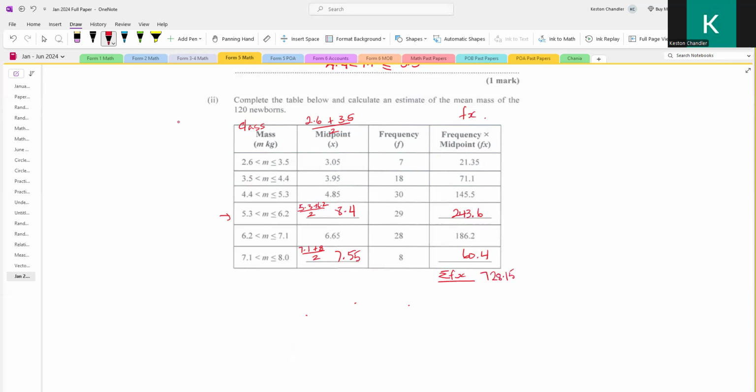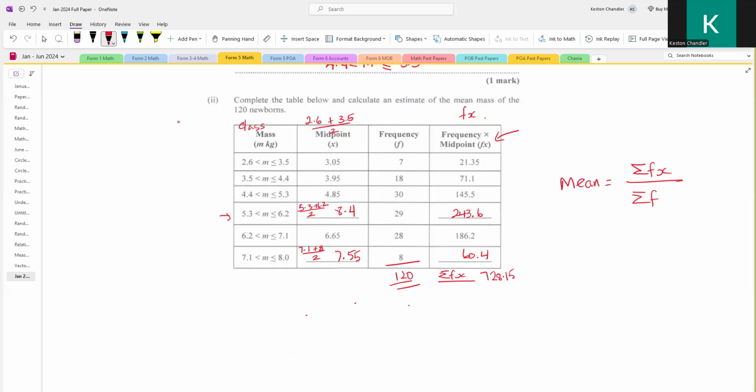So this Σ here means the sum of fx, all of these things, is 728.15. Now, when you have to find the mean of data that is arranged like this, we always have to work out the sum of fx and then divide it by the sum of f. The sum of f is the total of this column, which is the 120 babies. We always have to work out this column by finding the midpoint of the classes and multiplying by the frequency. This is helping us work out our average.